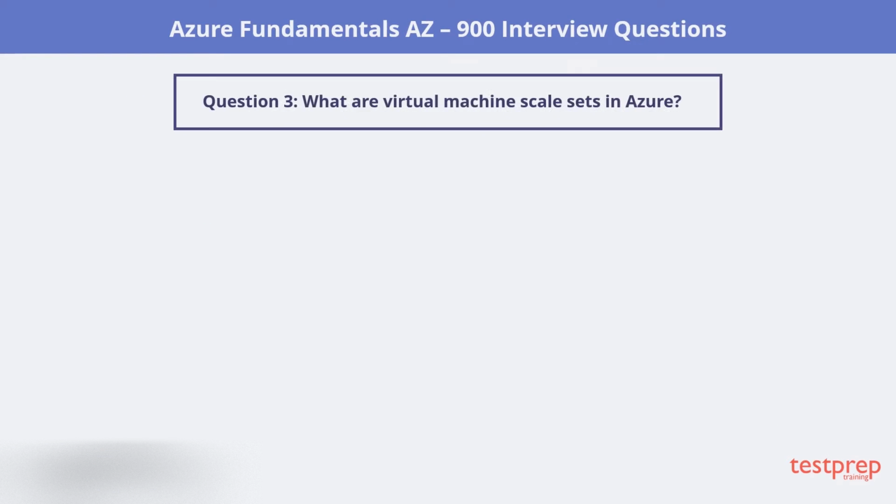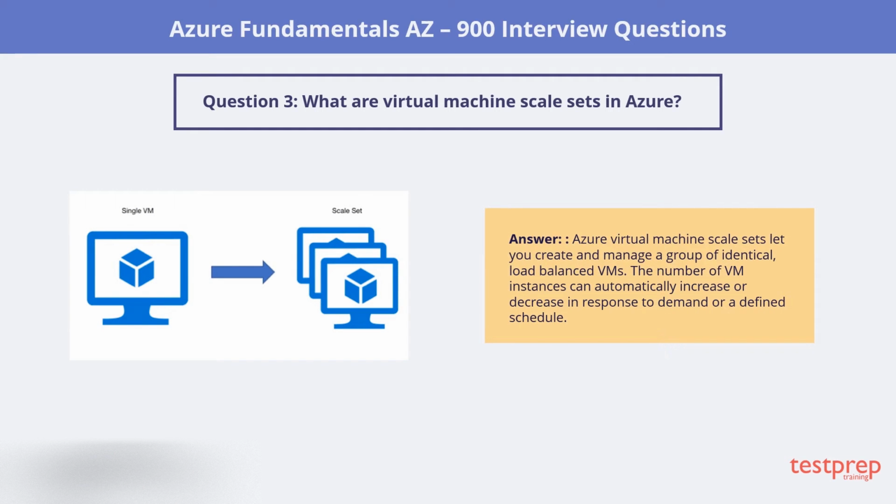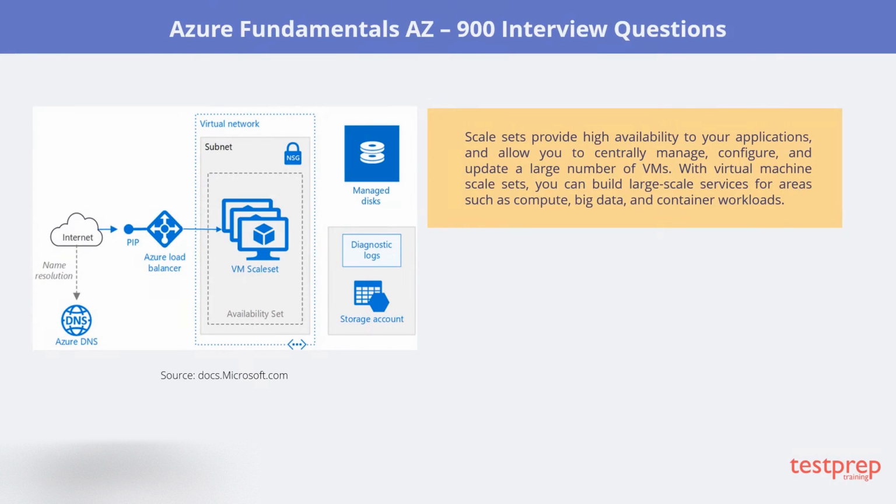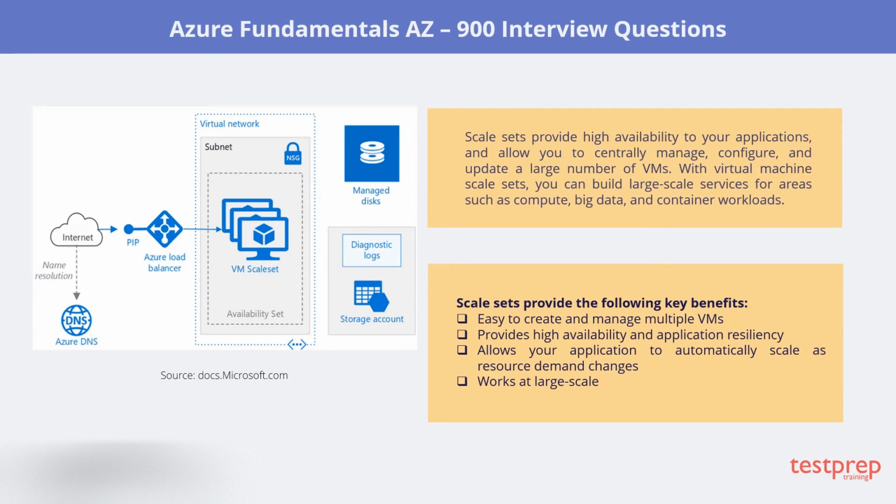Question 3. What are virtual machine scale sets in Azure? Answer. Azure Virtual Machine Scale Sets let you create and manage a group of identical, load-balanced VMs. The number of VM instances can automatically increase or decrease in response to demand or a defined schedule. Scale sets provide high availability to your applications and allow you to centrally manage, configure, and update a large number of VMs. With virtual machine scale sets, you can build large-scale services for areas such as compute, big data, and container workloads. Scale sets provide the following key benefits.